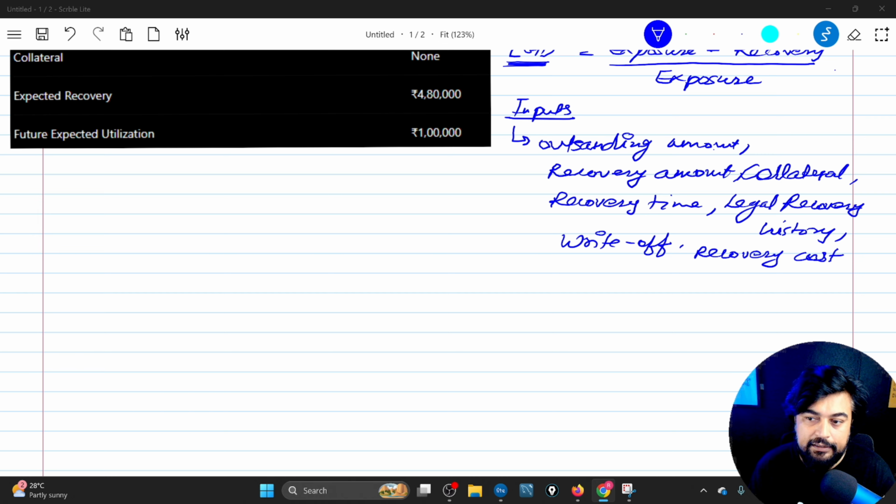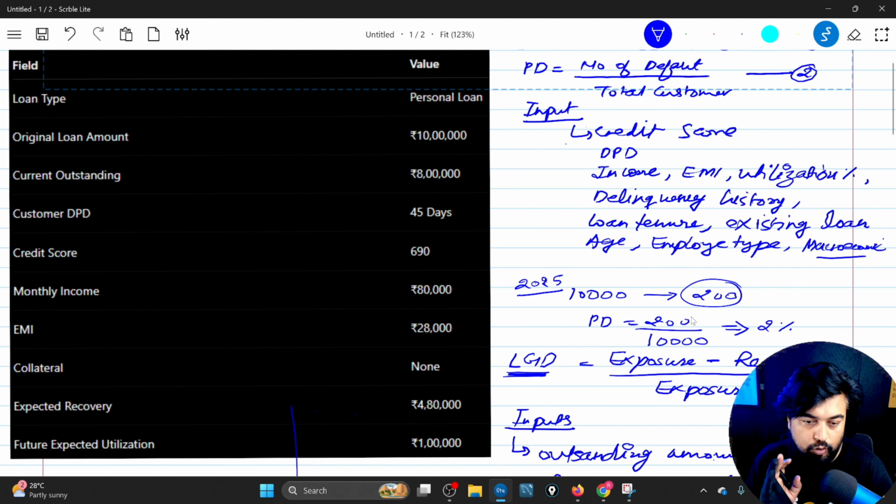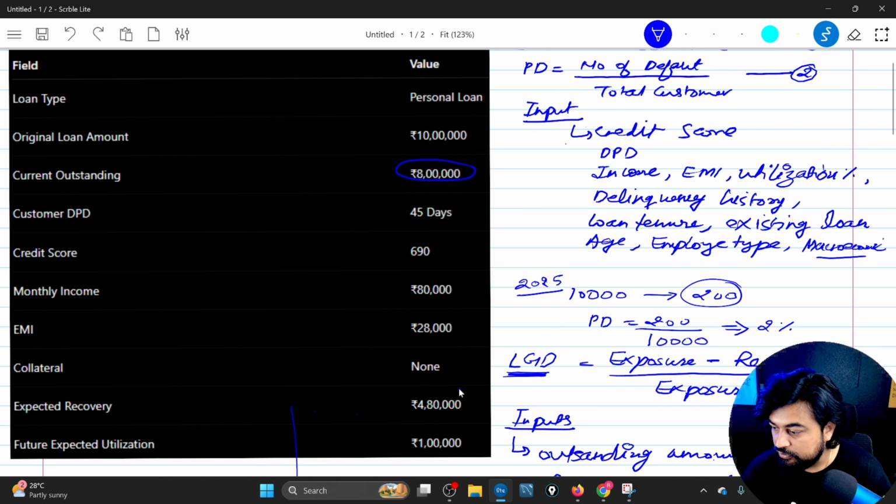Now, how does the bank derive LGD? Okay. So in this example, let me just directly pull this up. Yep. So how do you calculate LGD? In LGD, you can see what the exposure amount is. Your exposure is 8 lakh rupees. Okay. Now the second thing is recovery. What is recovery? You can see recovery is 4,80,000. This is your recovery.